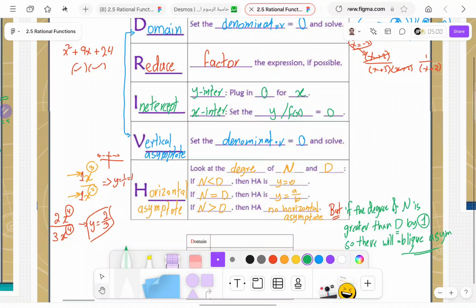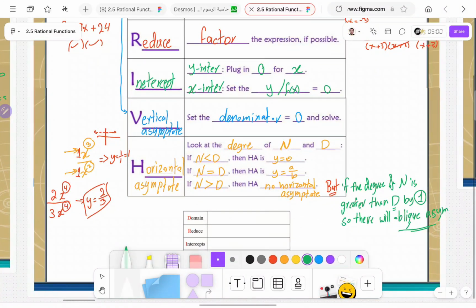For example, if I have x to the power of 4 and here x to the power of 3. Now the difference between 4 and 3 is only 1 degree, so there is no horizontal asymptote, but yes, there is an oblique asymptote. Just keep it in your mind. If the difference is only 1, there is no horizontal asymptote, and yes, there is an oblique asymptote.